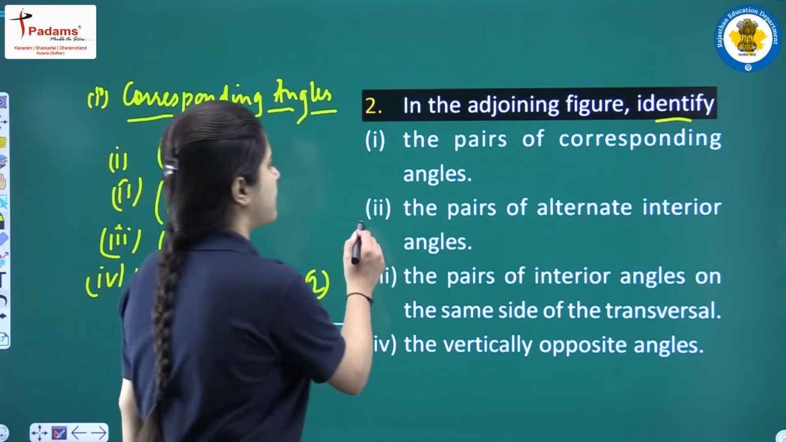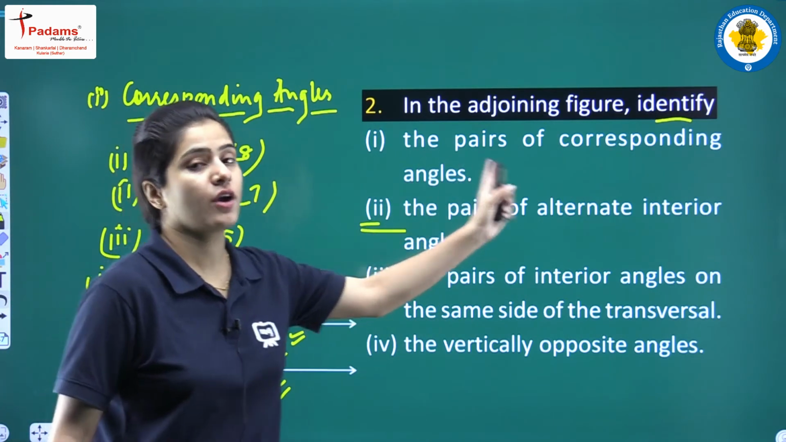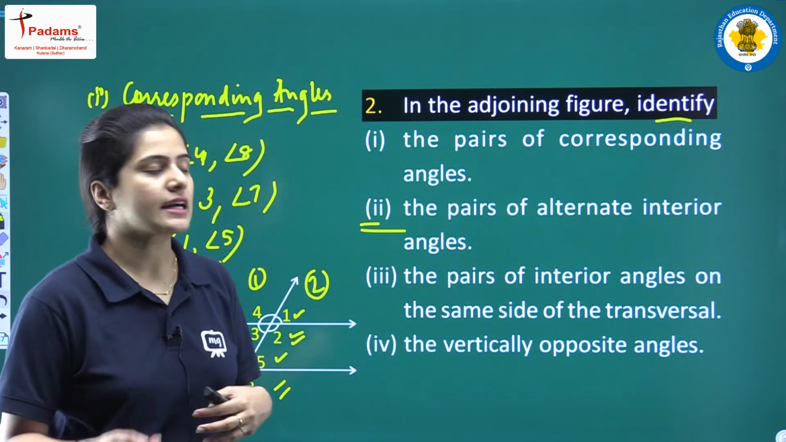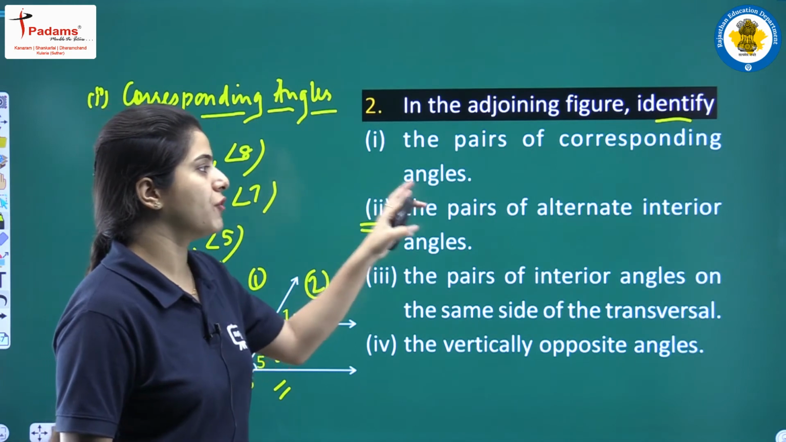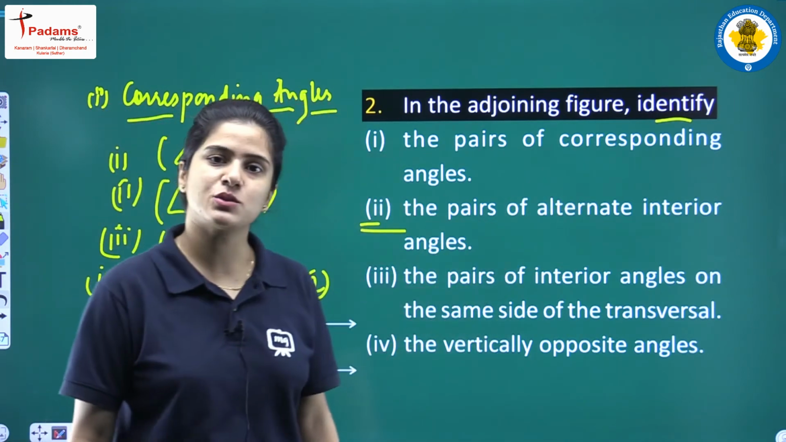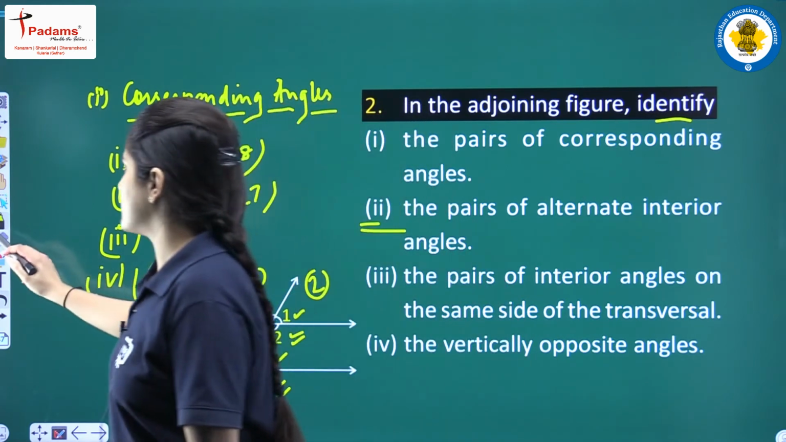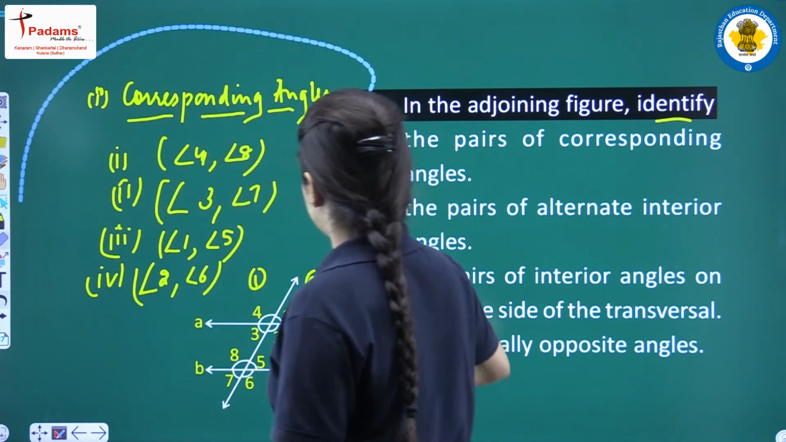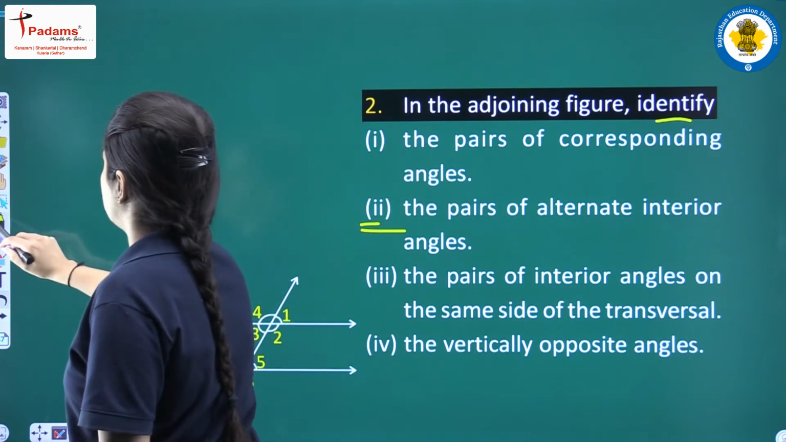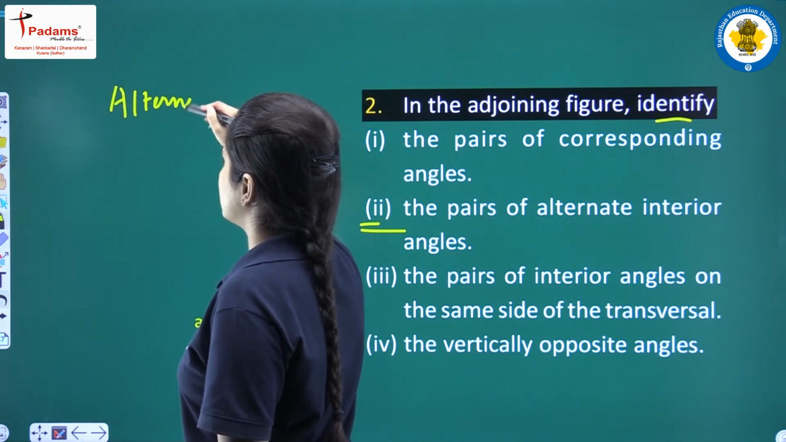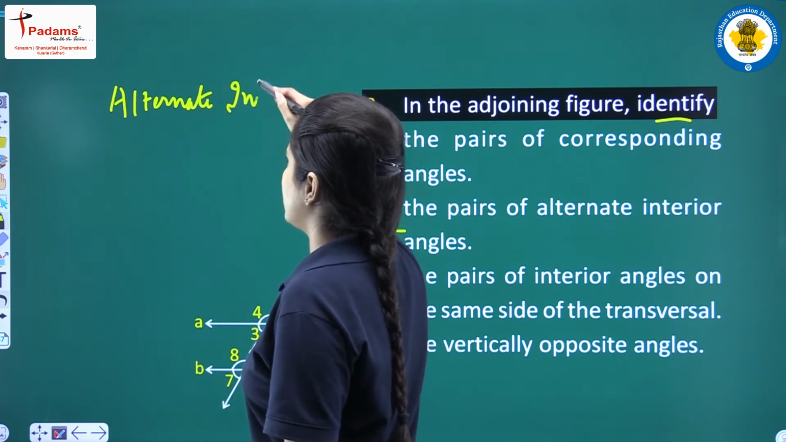The second part of this question: we have discussed the pair of corresponding angles, we have identified that. So now what will we do? We'll find out the pair of alternate interior angles. Okay students, we'll be looking for the alternate interior angles, so be ready for that. Firstly, students, alternate interior angles.